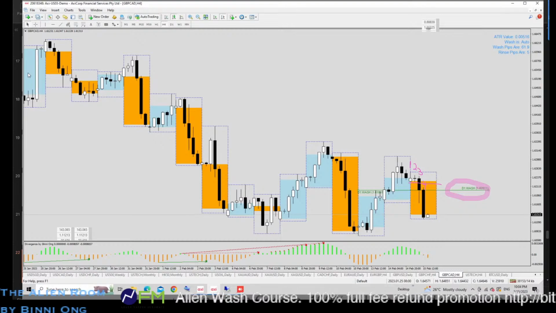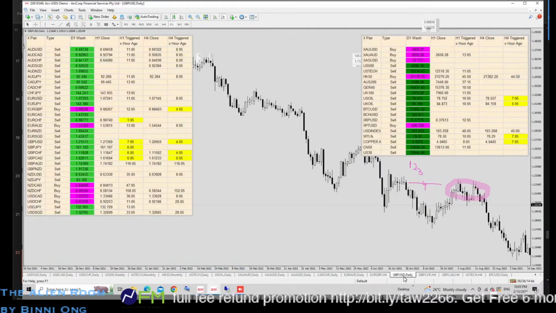All right, but is this a good trade? Because you realize that if you have the dashboard, at one glance you know that there was an earlier signal for pound dollar and pound franc that happened 4 hours ago.